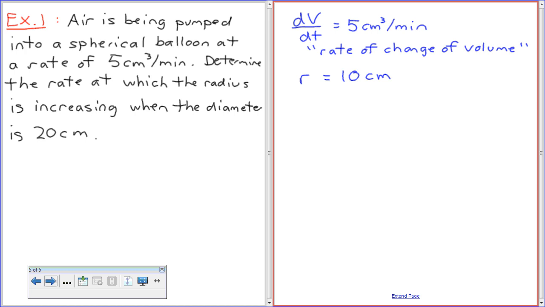Rate of change of what? Rate of change of the radius, right? So dr by dt equals unknown, and that's the rate of the change of the radius.